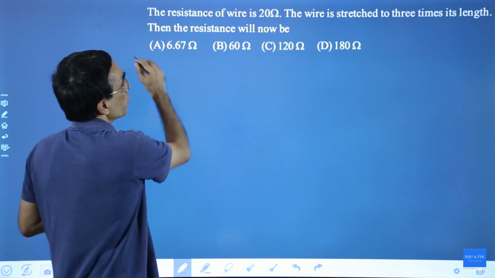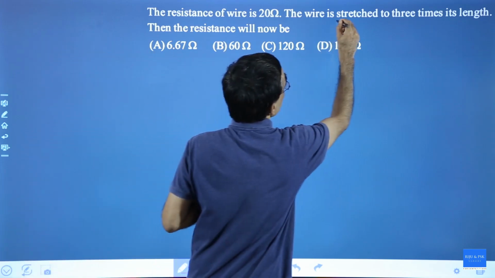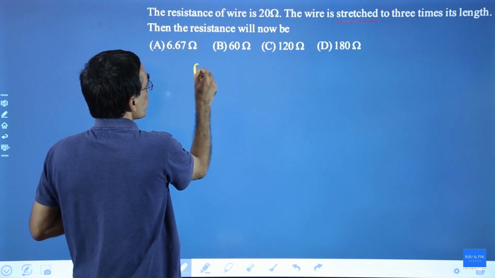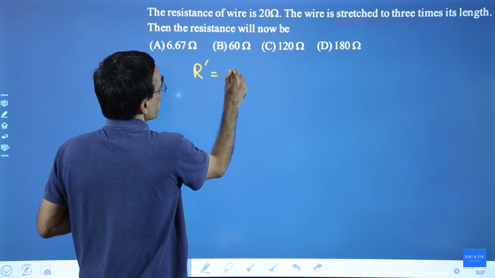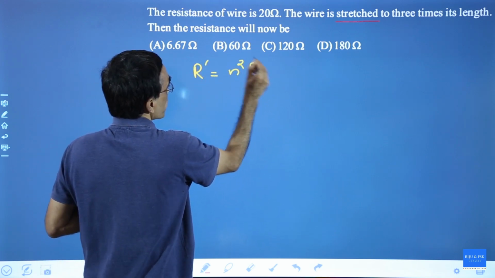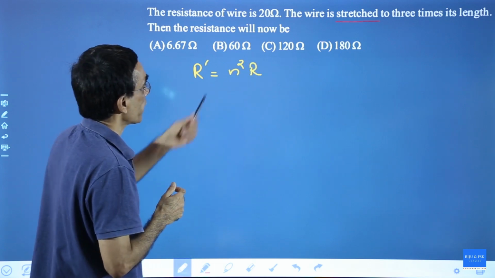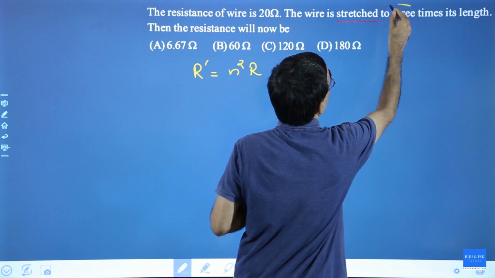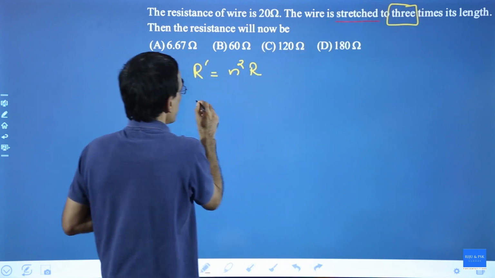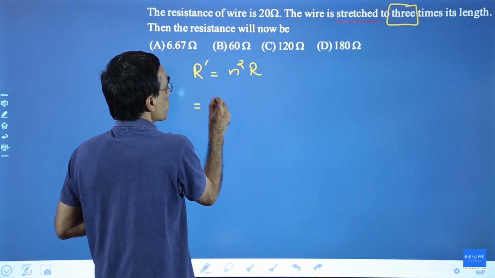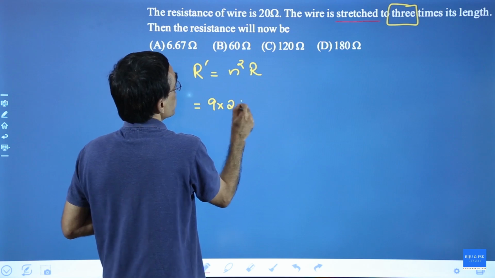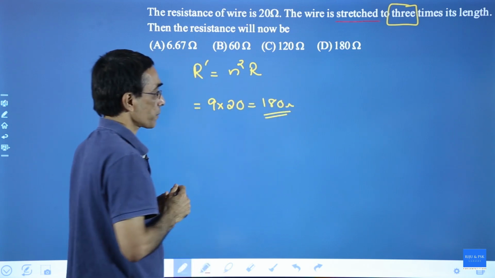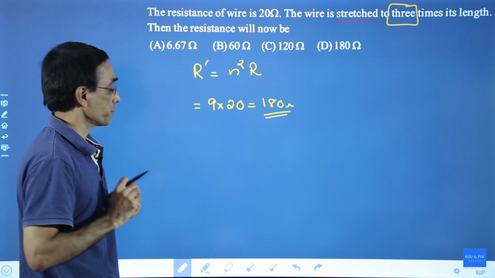There is an equation for this kind of stretching. When you stretch a wire, the new resistance will be equal to n square times the old resistance. What is n? n is the number of times you are stretching it, and that is given here, equal to 3. So the answer should be 3 square, 9, into the original 20, which is 180 ohm. This is the answer. But how and why?